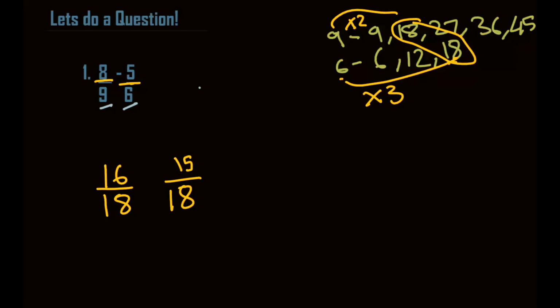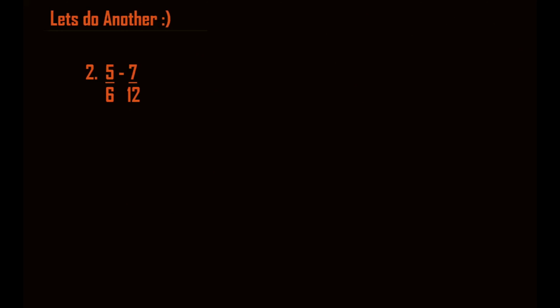Now, we're just going to do normal subtraction. 16 minus 15 equals 1. The denominator, 18, stays the same. So our answer is going to be 1 over 18. We cannot reduce this answer because the numerator is 1, and that's the least we can go. So now, let's do another one.